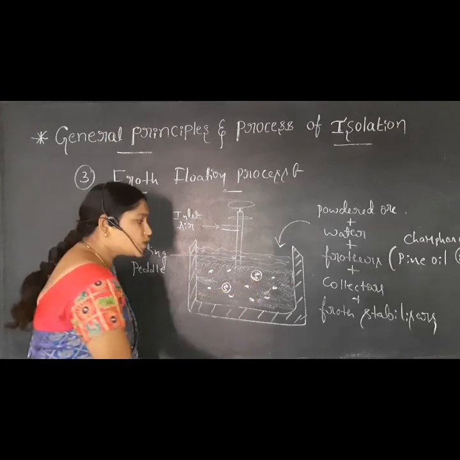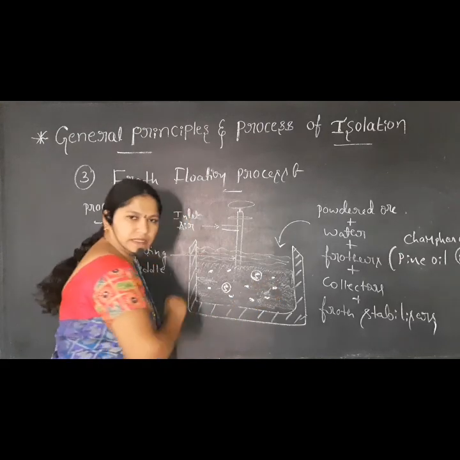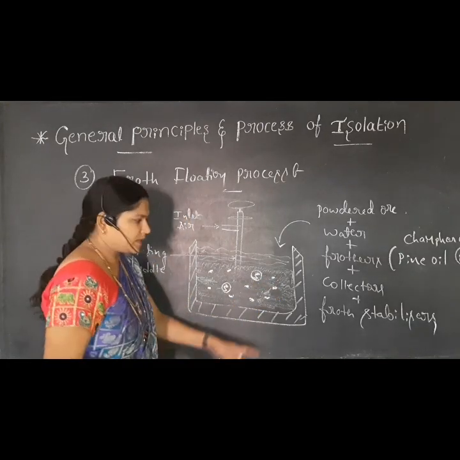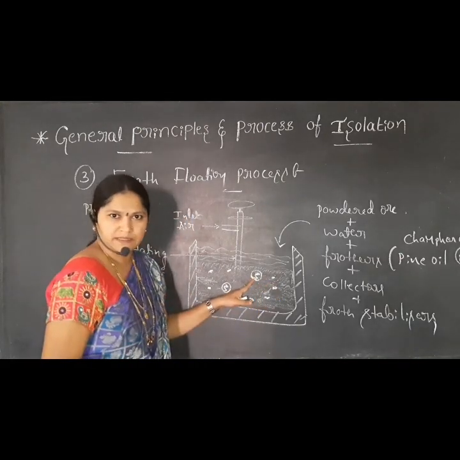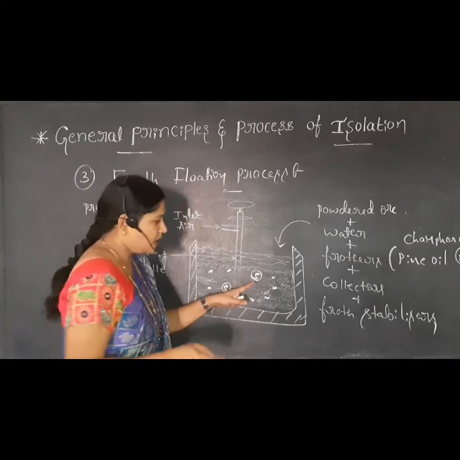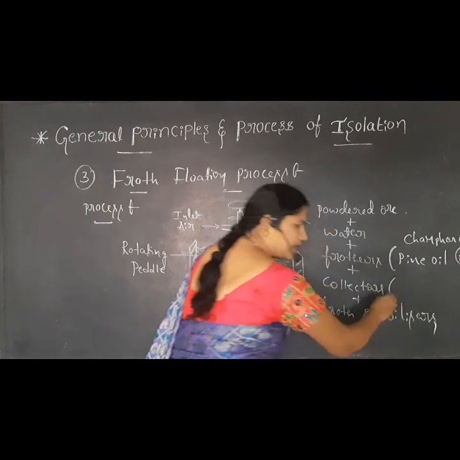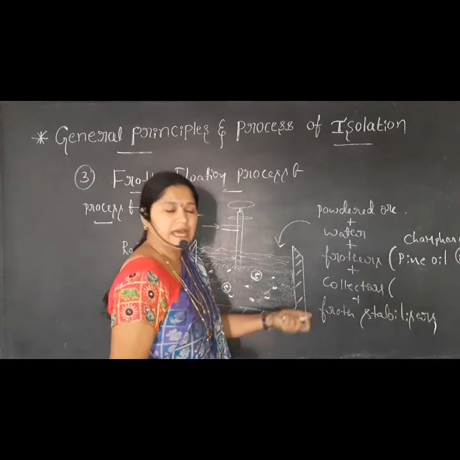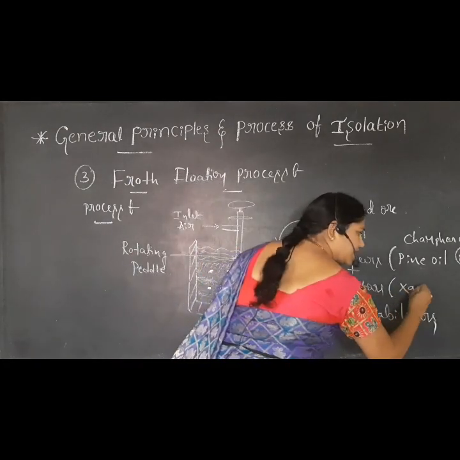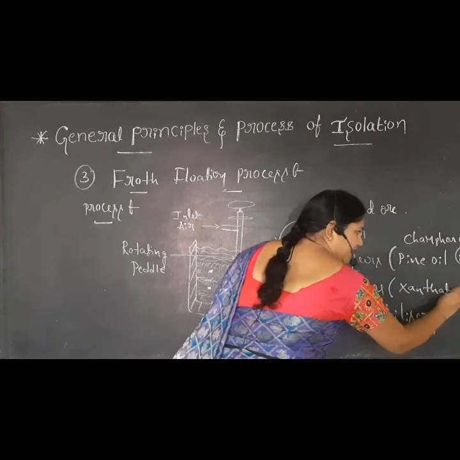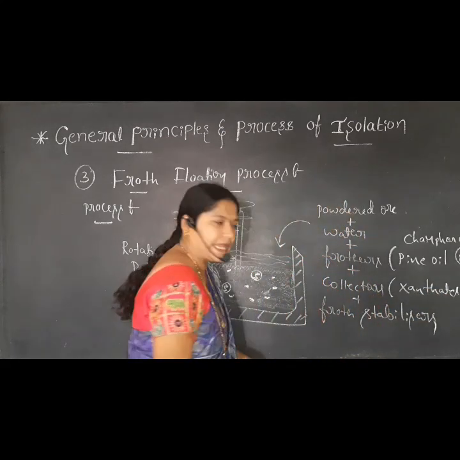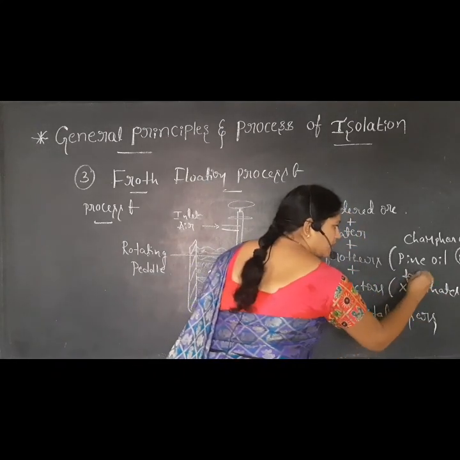It forms the balls, so that it becomes water repellent. Till then it will not become water repellent by reacting with the collectors like pine oil. Collector names: pine oil, and also xanthates as an example. Sodium or potassium xanthates are fatty acids, organic compounds.